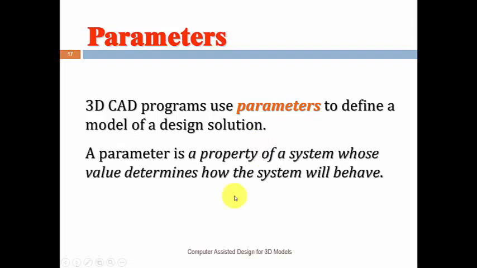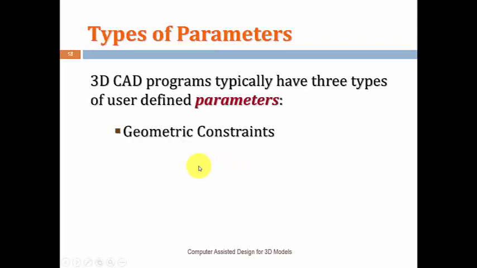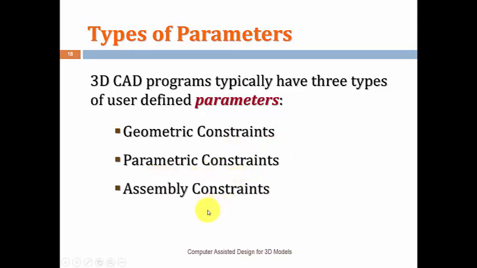Parameters. 3D CAD programs use parameters to define a model of a design solution. A parameter is a property of a system whose value determines how the system will behave. Three types of parameters we have: geometric constraints, parametric constraints, and assembly constraints.